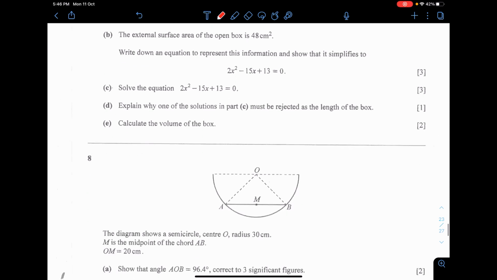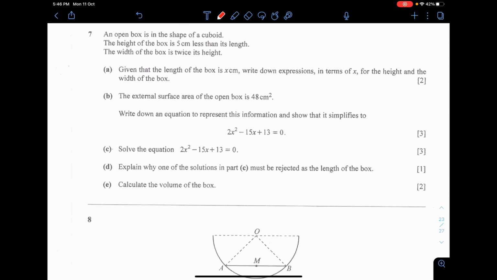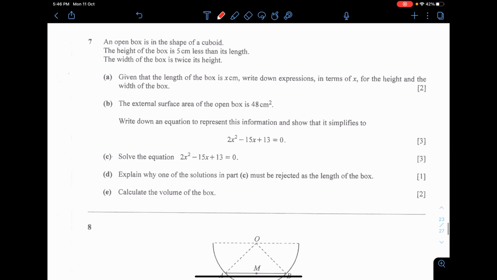Next question. Okay, an open box in the shape of a cuboid. The height of the box is 5 cm less than the length. Okay, they want to make it a bit more confusing. So let's just say that the length is x units. The height is actually 5 cm lesser than the length, x minus 5. The width of the box is twice the height, 2 times x minus 5.